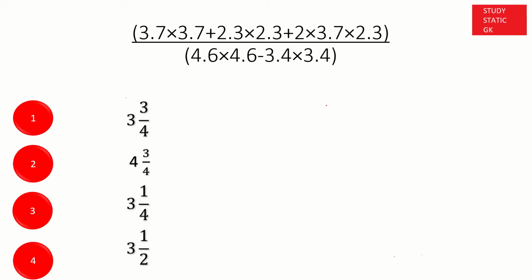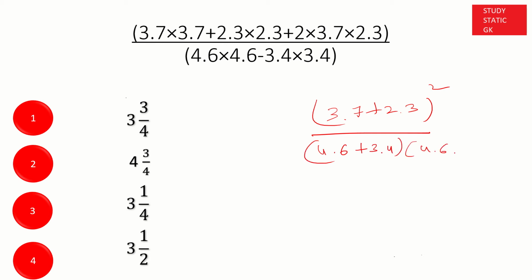So the upper one becomes (a plus b) whole square, that is (3.7 plus 2.3) whole square. The lower one becomes (4.6 plus 3.4) and again (a minus b), so 4.6 minus 3.4. 3.7 plus 2.3 is 6, so 6 into 6 by 8 into 1.2.